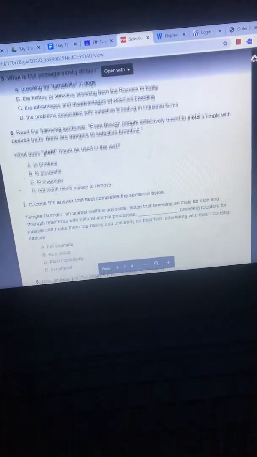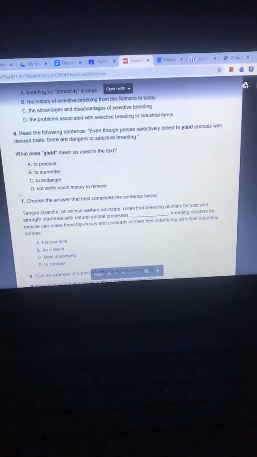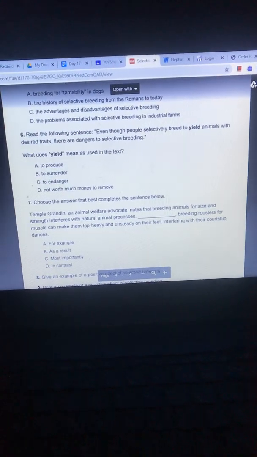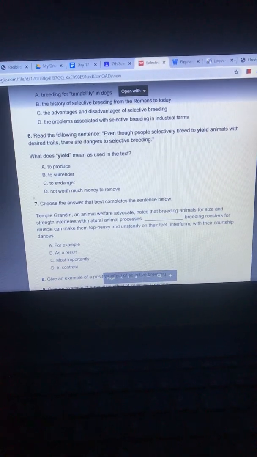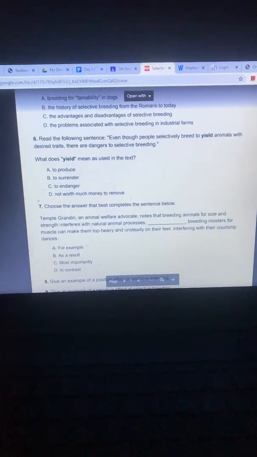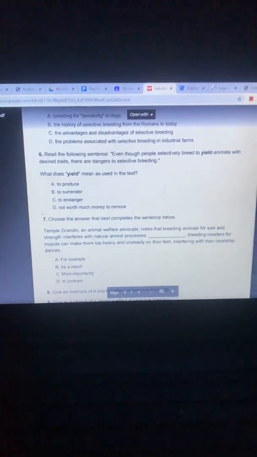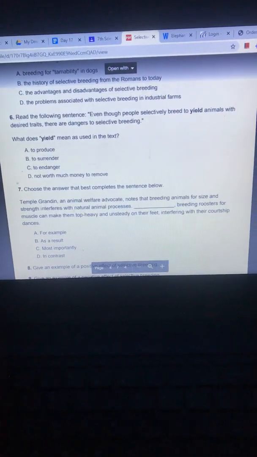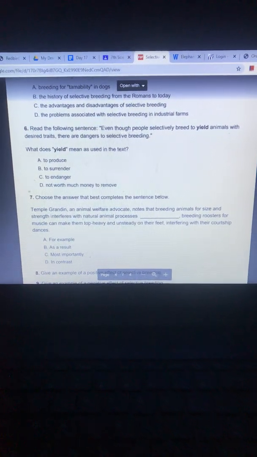All right, number 6, read the following sentence. Even though people selectively breed to yield animals with desired traits, there are dangers to selective breeding. What does yield mean as used in this text? To produce, to surrender, to endanger, not worth much money to remove.